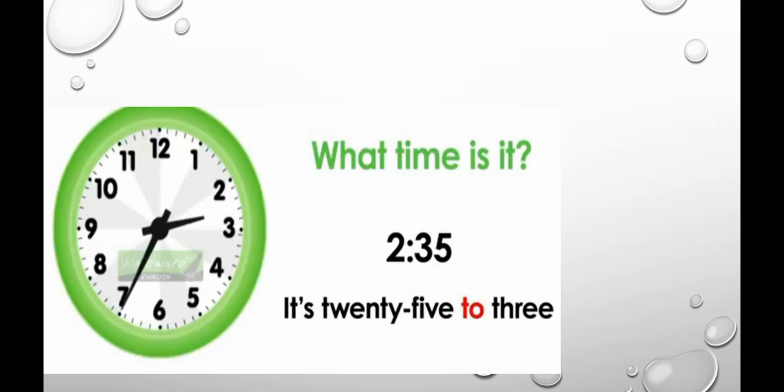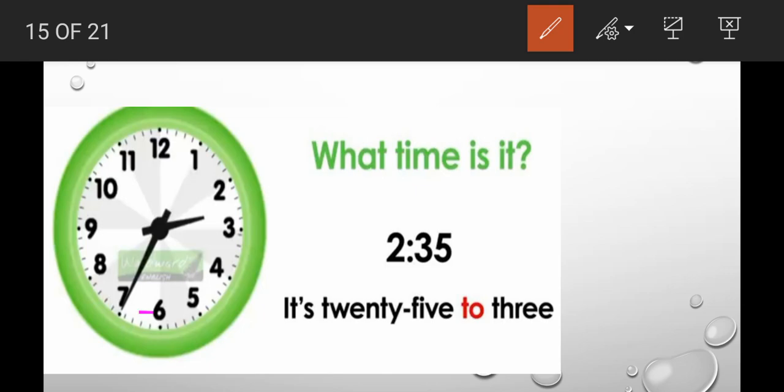It is 2:35 or 25 to 3. So if the minute hand is between 6 and 12, you have to say it by 2. When it was here, we called it past. But when the minute hand is on this side, we have to say it as 25 to 3. How is it 25 to 3? We can see the minute hand is here. So to become 3 o'clock, how many minutes?